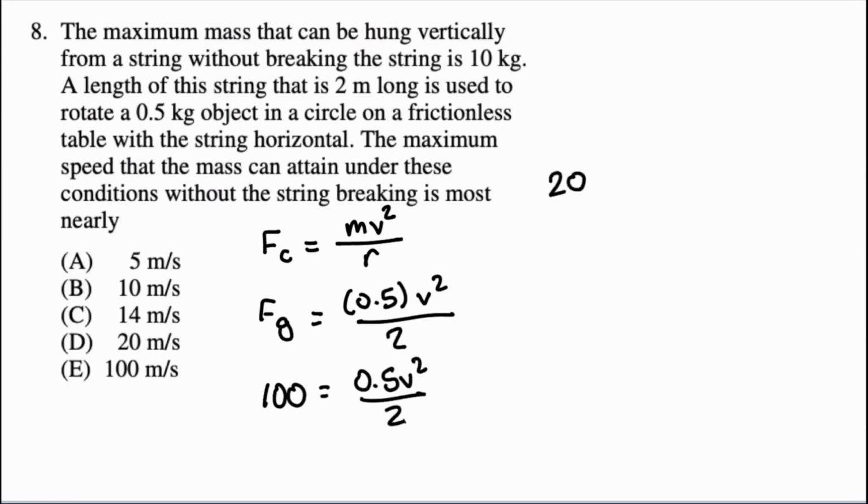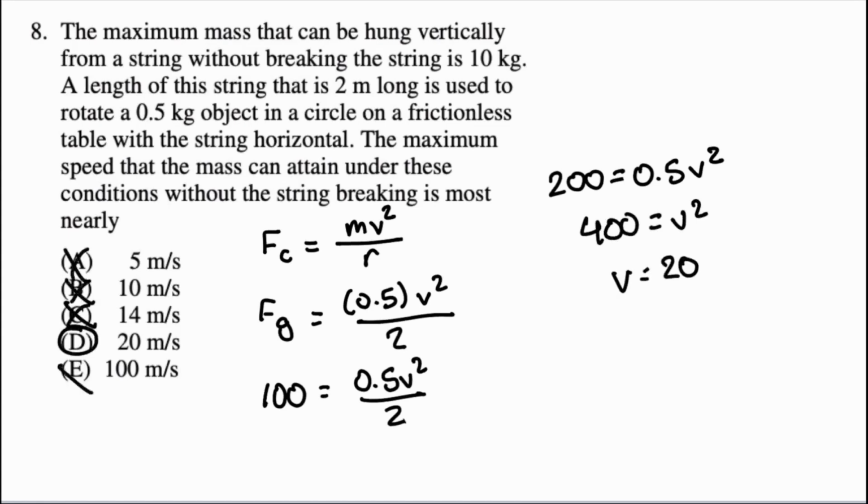We're going to multiply that 2 over to get 200 equal to 0.5 v squared. Dividing the 0.5 on both sides, we get 400 is equal to v squared. And that v is ultimately 20, which is one of the answer choices. Answer choice D.